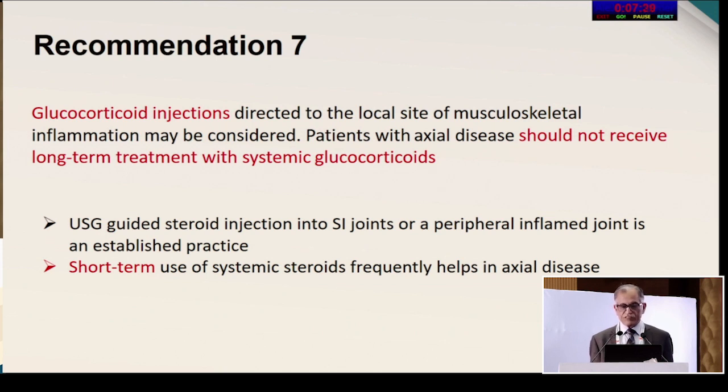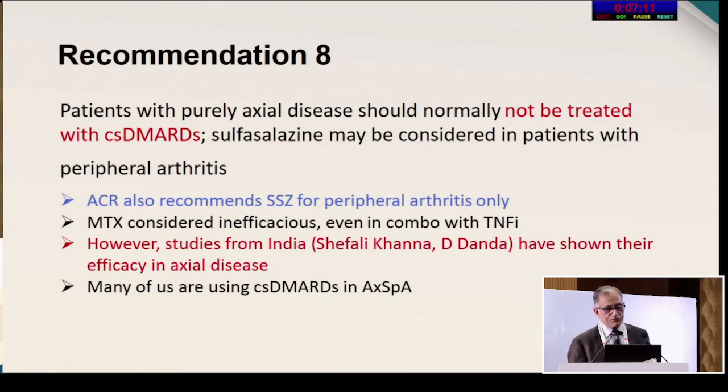Patients with axial disease should not receive long-term steroids at any cost. Now, ultrasound-guided steroid injections into sacroiliac joints are a routine thing, into a peripheral joint also, established practice. But short-term use of systemic steroids we all do, and this is acceptable. Long-term not. Eighth recommendation is that patients with purely axial disease should normally not be treated with conventional synthetic DMARDs.